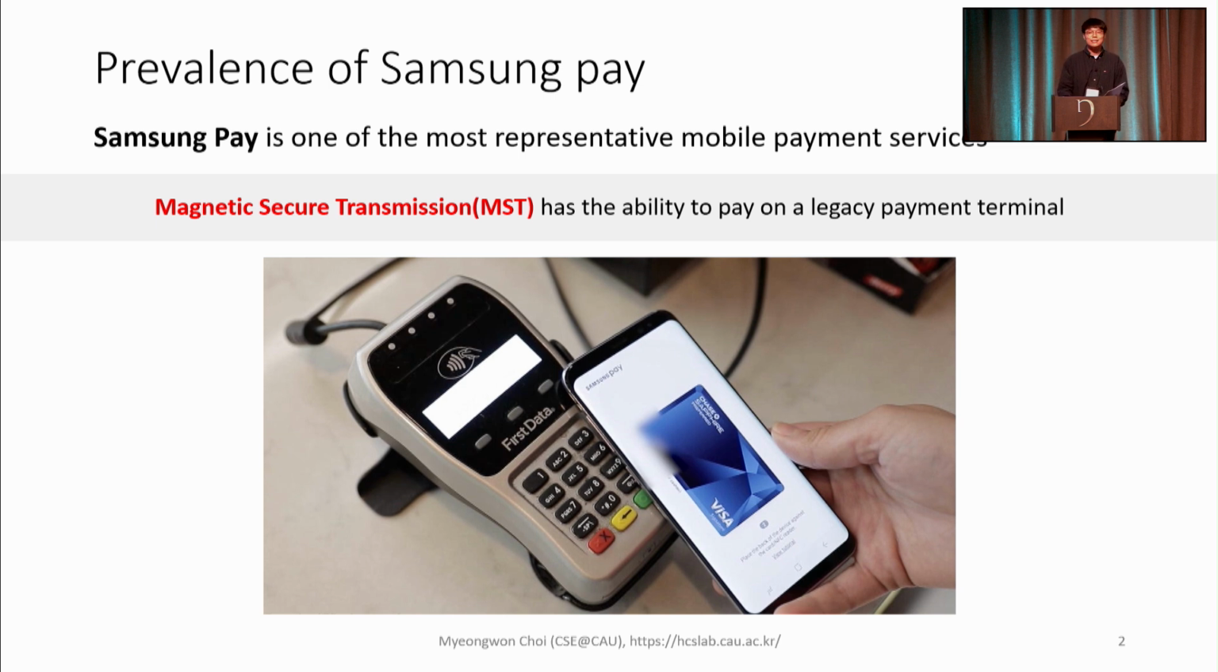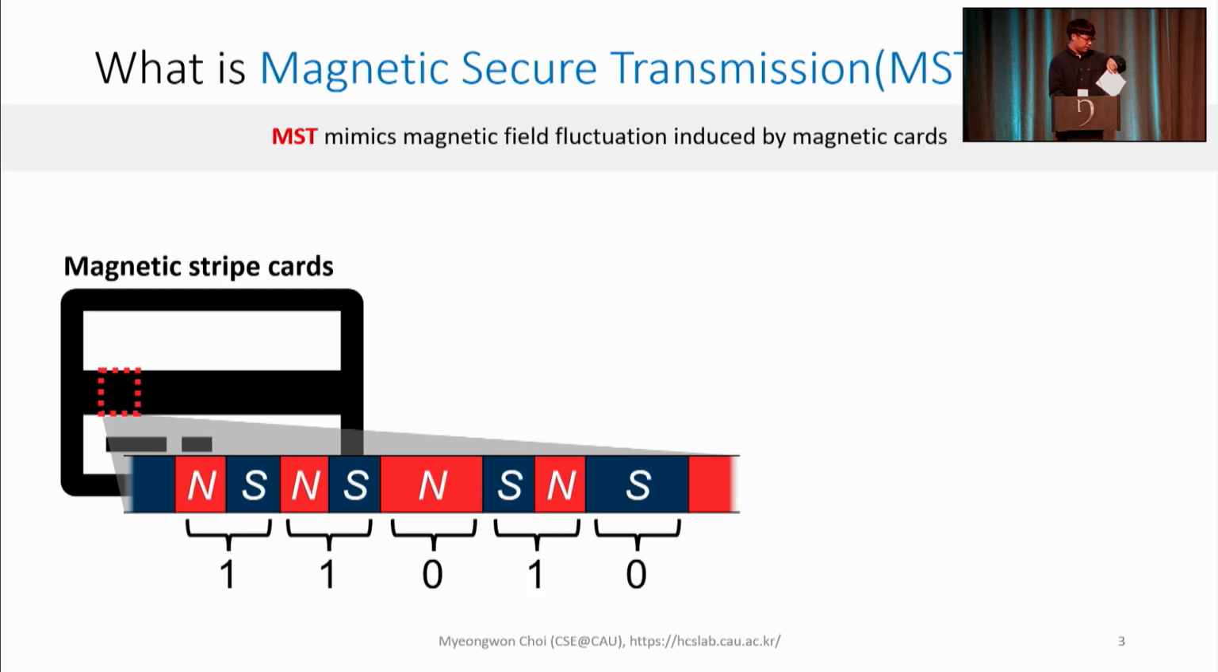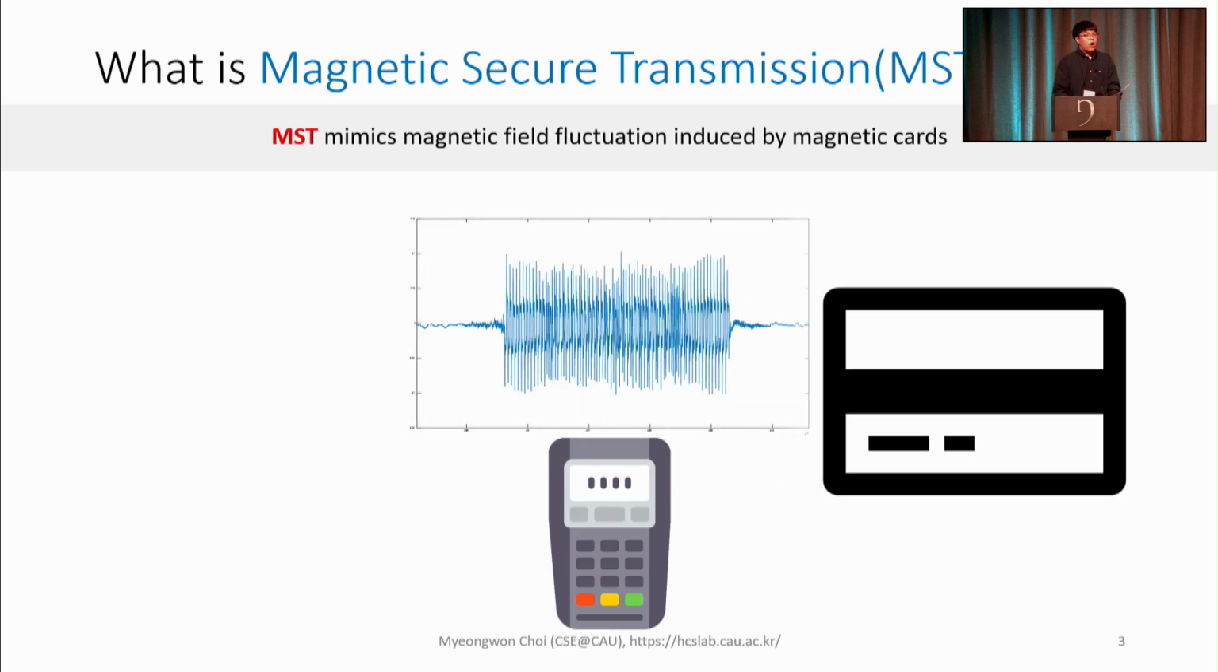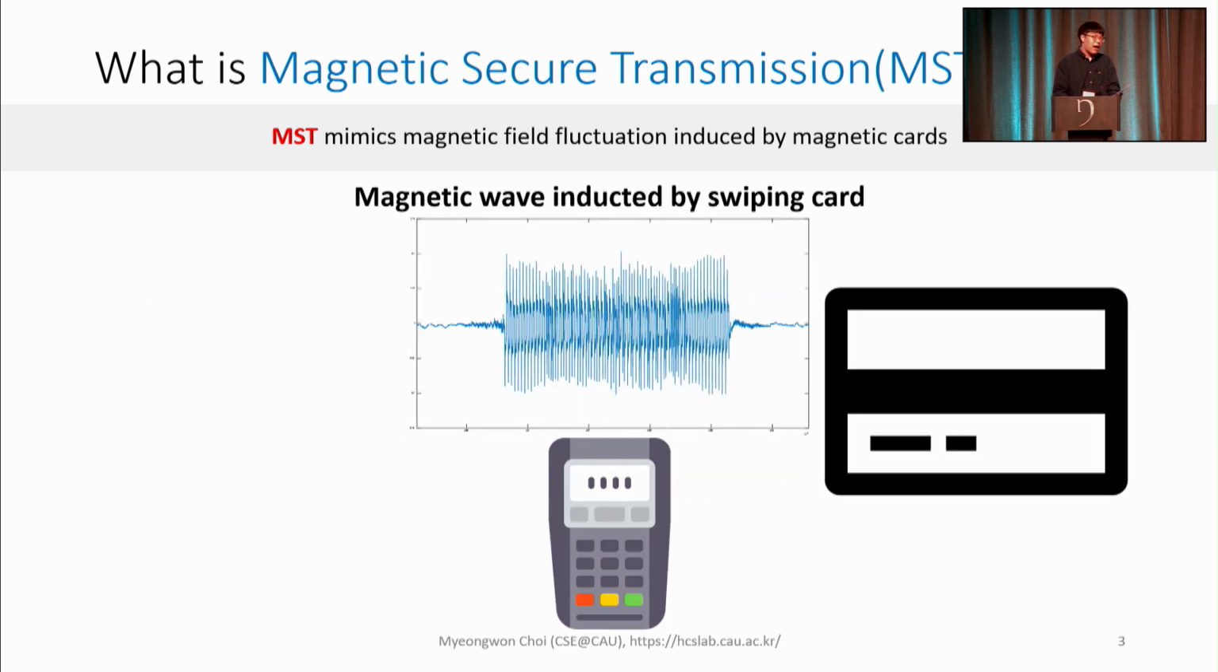Then, what exactly is MST? MST is Samsung's patented technology which enables wireless payment by mimicking a magnetic card swipe. A magnetic stripe card is a plastic card with a band made of magnetic material. When you swipe it through a magnetic card reader, the tiny magnets in the card induce current on the reader. This is the way that they communicate with each other.